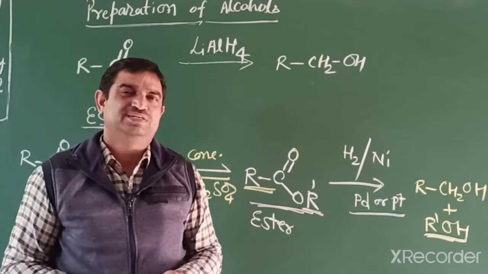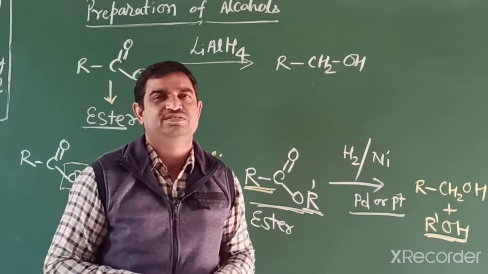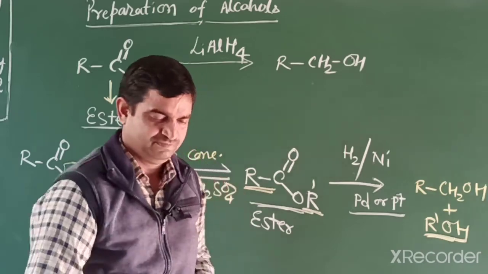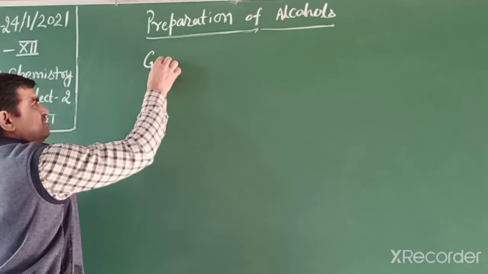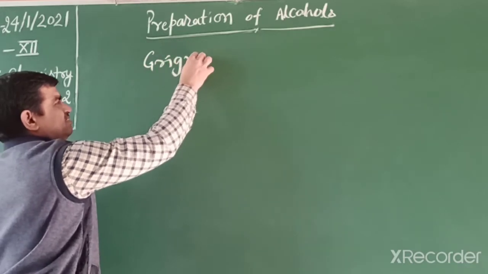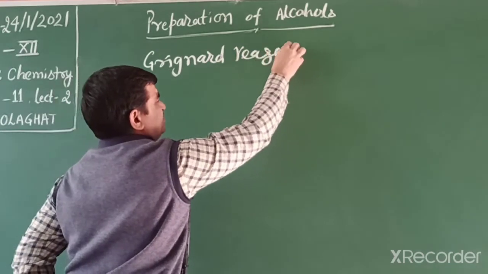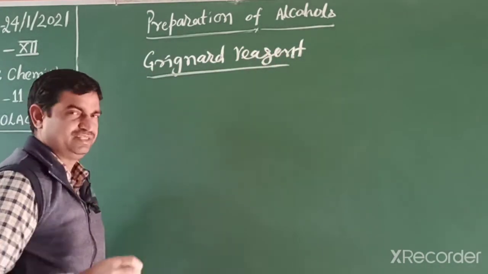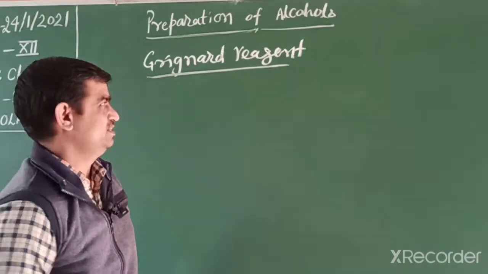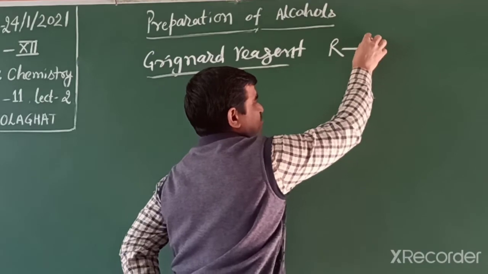Now we will discuss how to convert Grignard reagent into different types of alcohol. From Grignard reagent, a very important reaction. In an earlier chapter we discussed what a Grignard reagent is. Grignard reagent can be represented as RMgX.